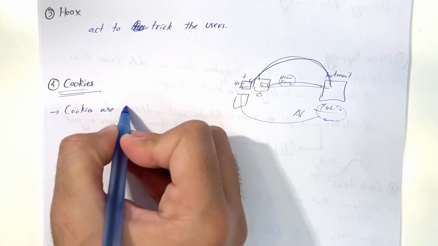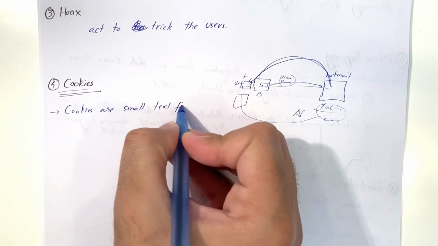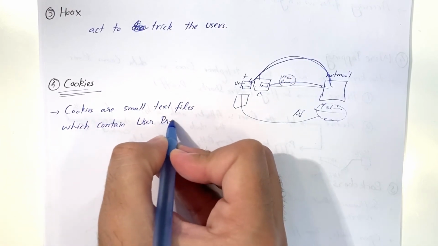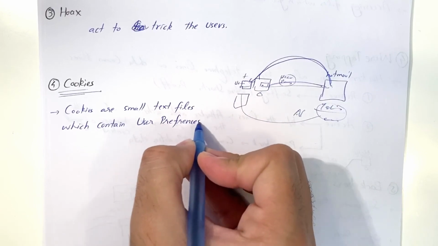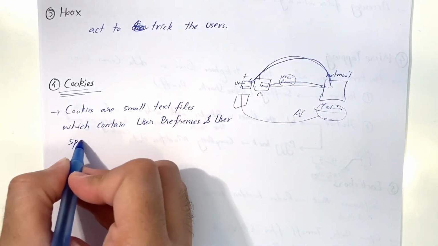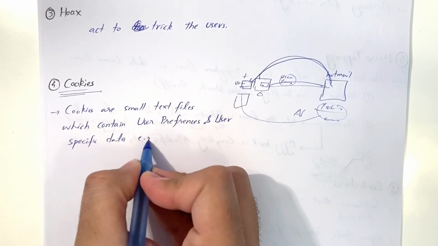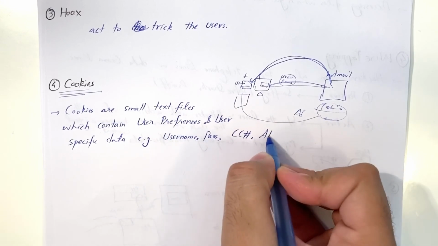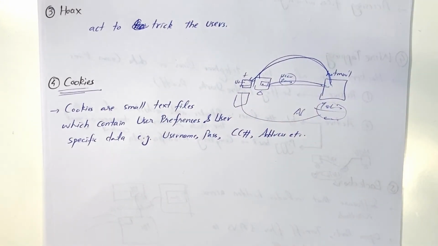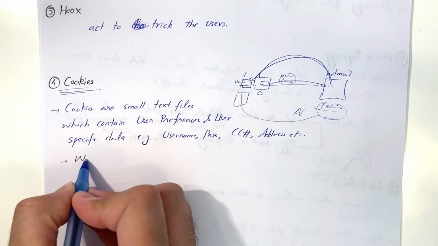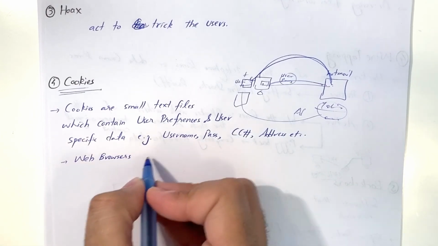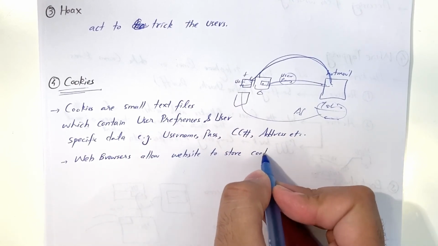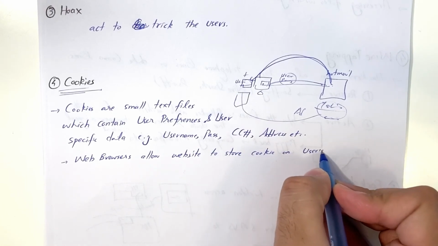So cookies are small text files which contain user preferences and user specific data. For example, your username, password, credit card number, your address, etc. So these kinds of information can be stored in cookies. Web browsers like Google Chrome and Safari and all those browsers allow websites to store cookies on the user's hard drive.